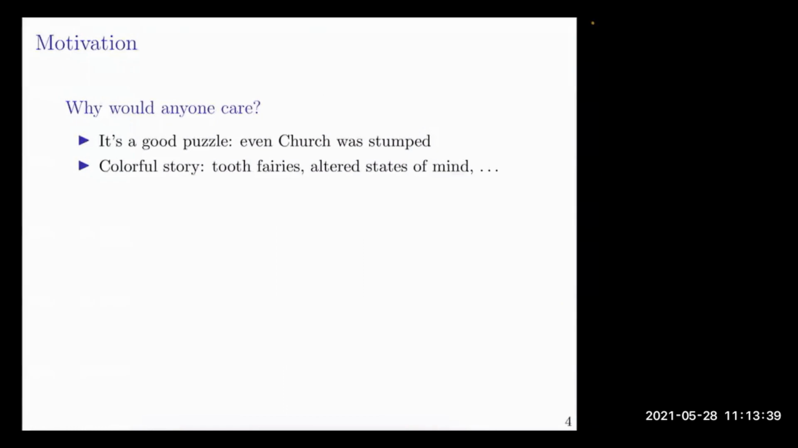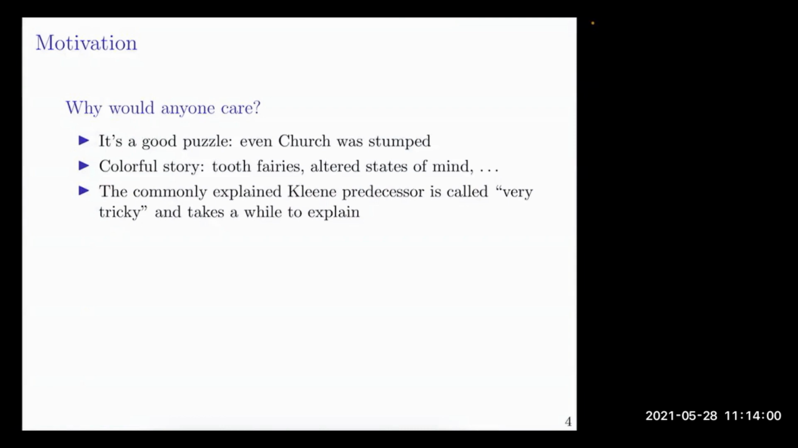The main question is, why would anyone care about it? Well, first of all, it's a very good puzzle. Even Church was stumped for a while. Actually, he was stumped, and it was only Kleene who unstumped him. Second, it's a very colorful story. You have heard this, written in many textbooks, about Kleene getting his tooth extracted, and getting the idea for the predecessor while under the influence of nitrous oxide.